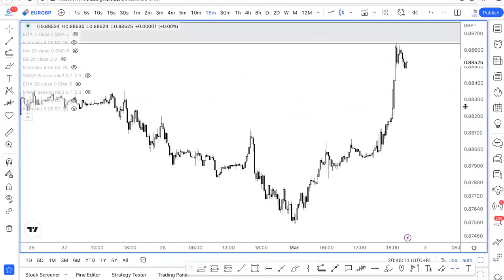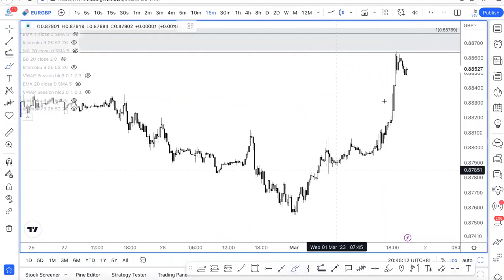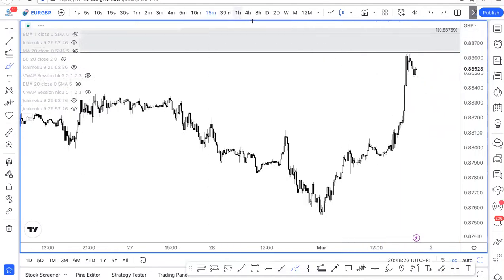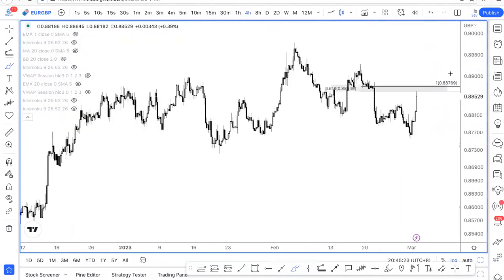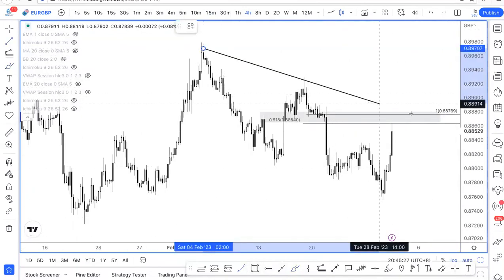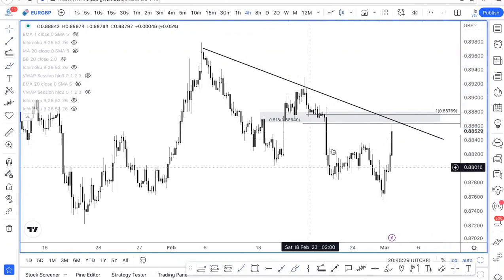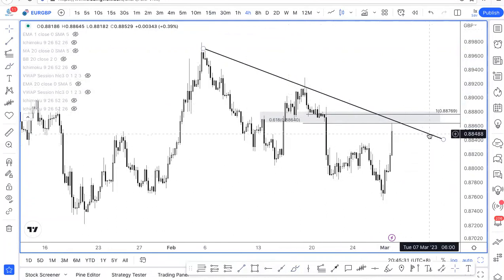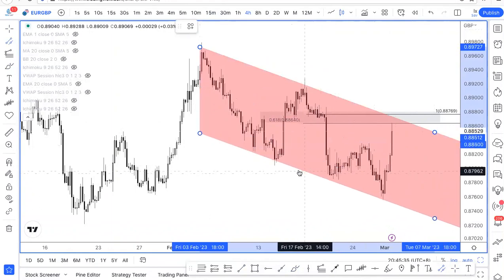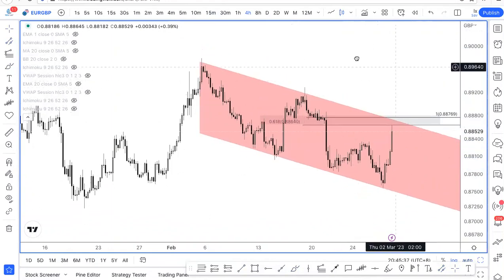On the 15 minutes right now, there's still no structure being formed. You can see that there's just a strong push up into this area, so right now prices are consolidating. We need to wait for a clearer structure to be formed, but this is the resistance area for me on the 4 hours. Okay, so I hope that answers your question. We have some kind of potential descending channel trend line, some kind of descending channel from here as well.